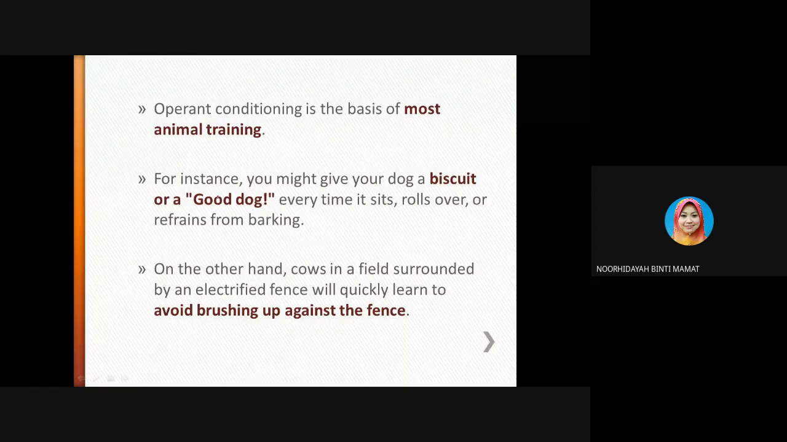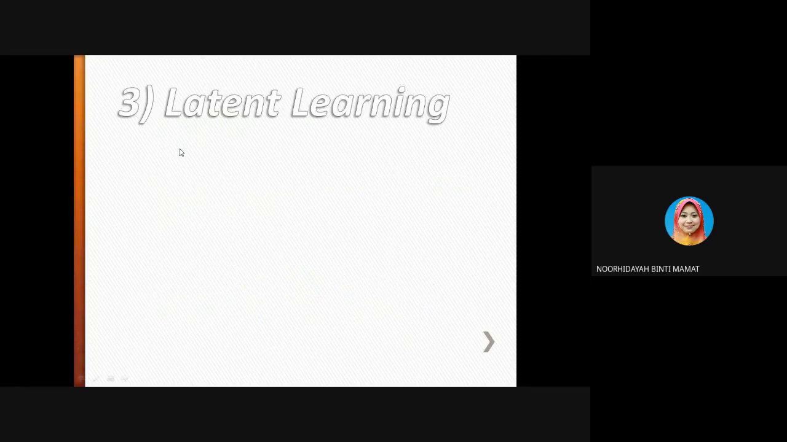For instance, you might give your dog a biscuit, or you might say that you are a good dog, every time it sits, rolls over, or refrains from barking. On the other hand, an example of the negative one is cows in a field surrounded by an electrified fence. The cow will quickly learn to avoid brushing up against the fence because they will get the punishment. So this is the basis of animal training, operant conditioning.